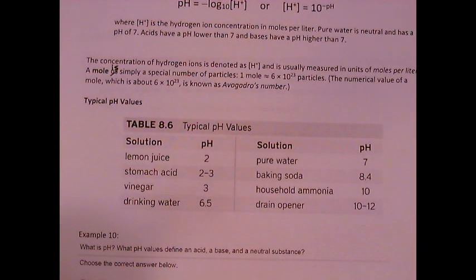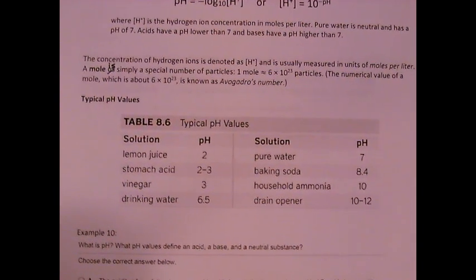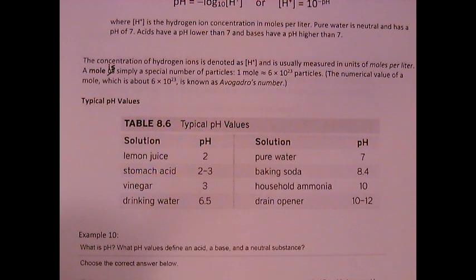These are typical pH values here in this table. The numbers that are less than 7 are acidic, like lemon juice or vinegar, stomach acid, drinking water. Pure water is neutral because it is at 7. The last 3 are what they call basic: baking soda, household ammonia, drain opener. They're basic because they're above 7.